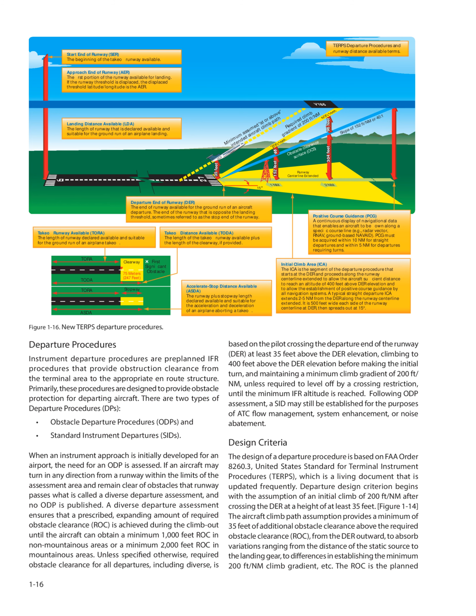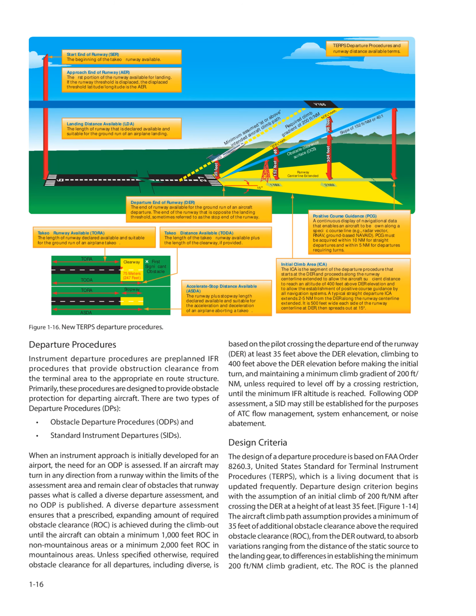Design criteria. The design of a departure procedure is based on FAA Order 8260.3, United States Standard for Terminal Instrument Procedures, TERPS, which is a living document that is updated frequently. Departure design criterion begins with the assumption of an initial climb of 200 feet/nm after crossing the DER at a height of at least 35 feet. Figure 114. The aircraft climb path assumption provides a minimum of 35 feet of additional obstacle clearance above the required obstacle clearance, ROC, from the DER outward, to absorb variations ranging from the distance of the static source to the landing gear, to differences in establishing the minimum 200 feet/nm climb gradient, etc.